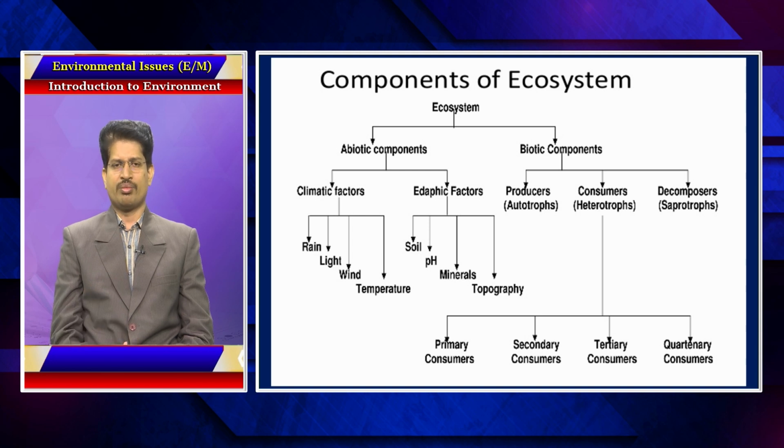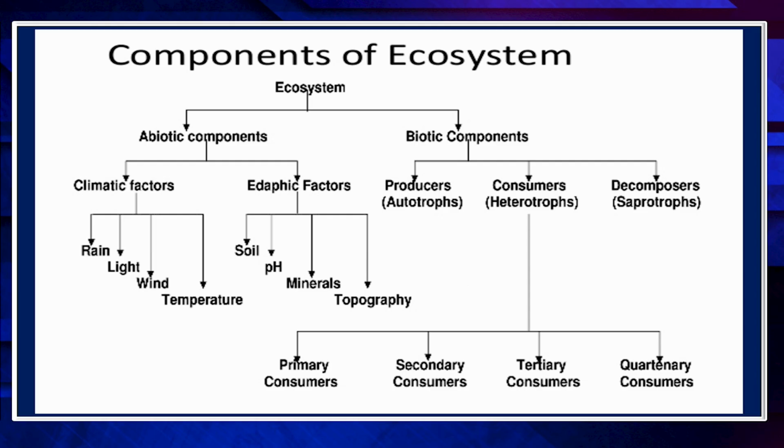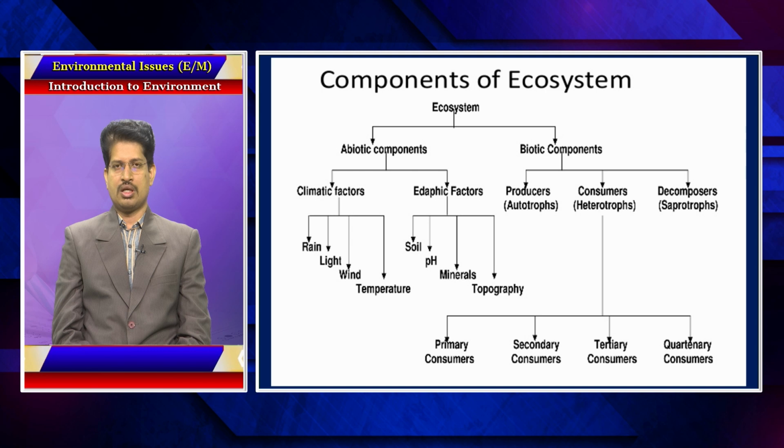The consumers are further classified into primary consumers, secondary consumers, tertiary consumers and quaternary consumers, or otherwise also known as predators. The primary consumers are also described as herbivores. Herbivores means animals which are dependent only on plants, and they are considered as primary consumers. The secondary consumers depend upon primary consumers. The secondary consumers are otherwise also known as carnivores.